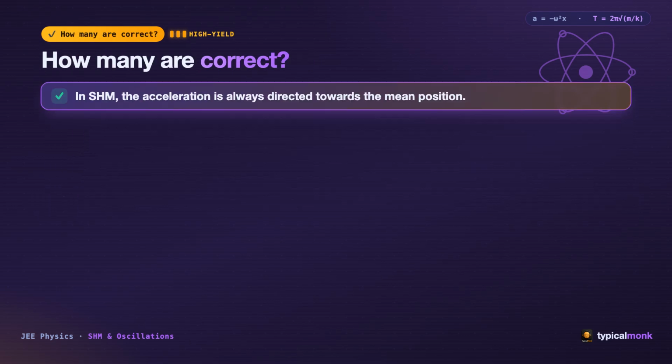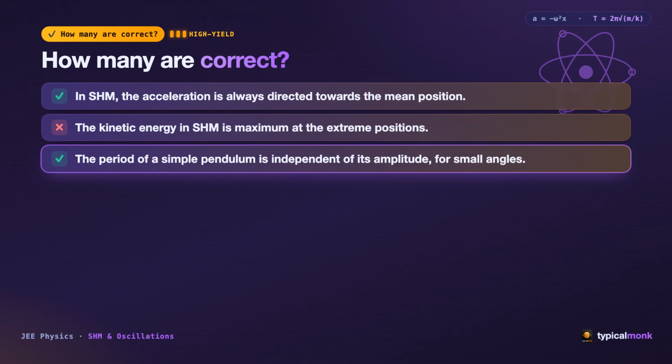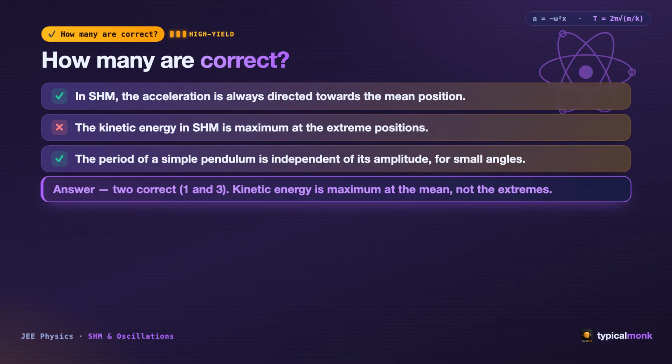Now, how many of these 3 statements are correct? 1. In SHM, the acceleration is always directed towards the mean position. That is correct. It is a restoring acceleration. 2. The kinetic energy in SHM is maximum at the extreme positions. That is wrong. The kinetic energy is maximum at the mean, where the speed is greatest. 3. The period of a simple pendulum is independent of its amplitude for small angles. That is correct. So the answer, 2 are correct. Statements 1 and 3. The trap is statement 2. The kinetic energy is maximum at the mean, not at the extremes.